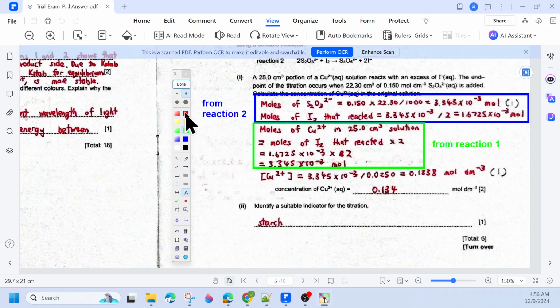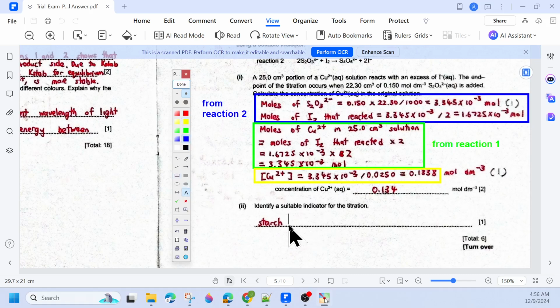Therefore, the last one is the concentration of copper 2 plus. Remember, need to divide by 0.025 because this copper 2 plus is in 25 centimeter cube of solution, and that's how you get the answer 0.134, 3 significant figures.